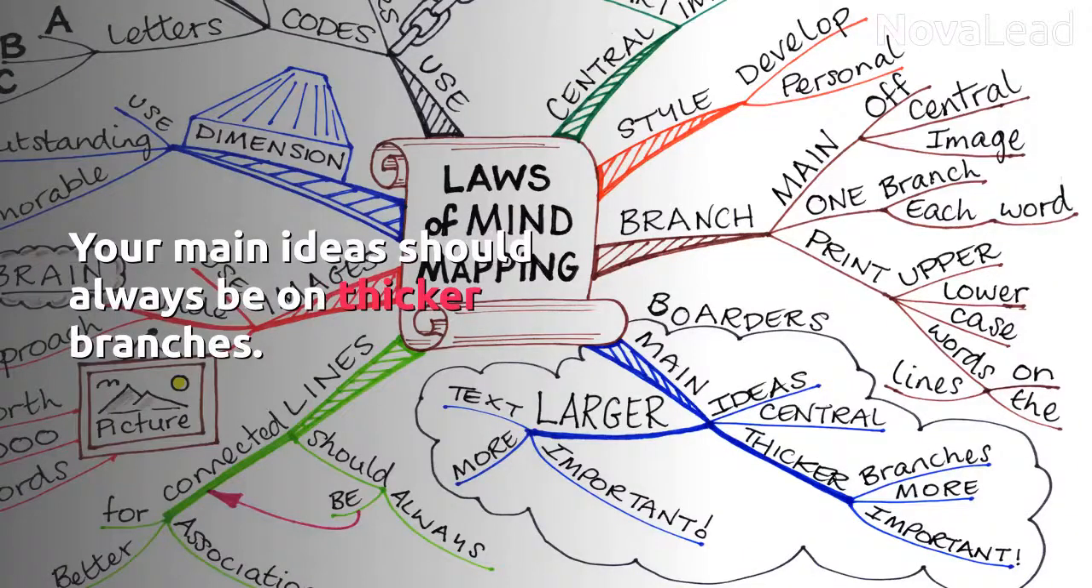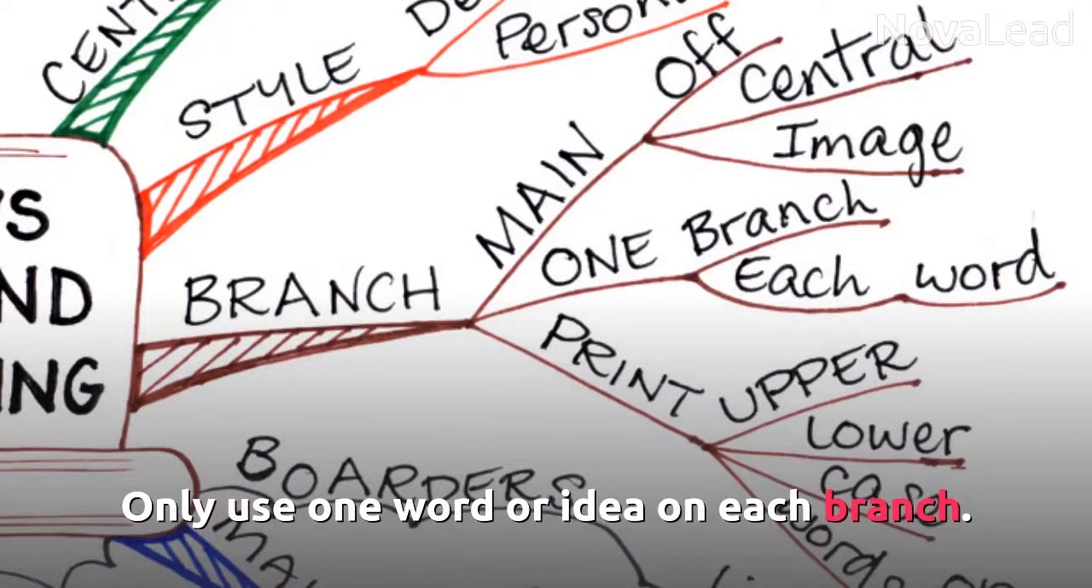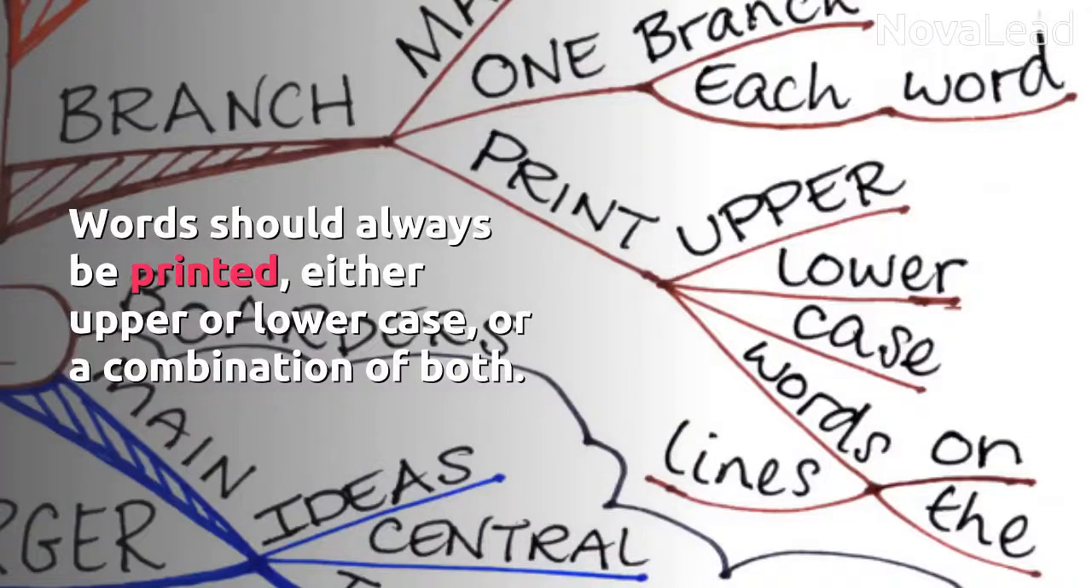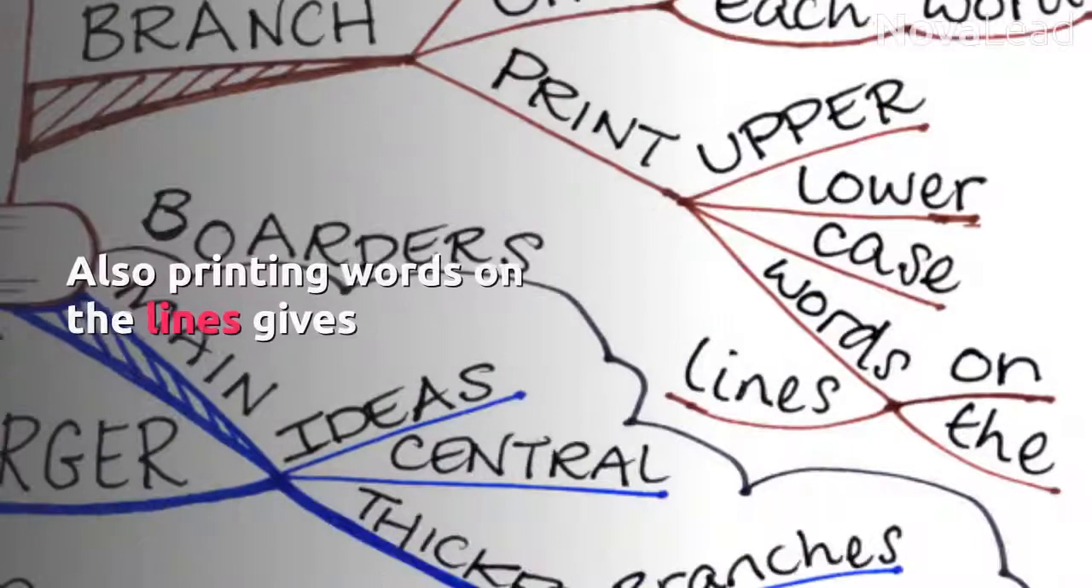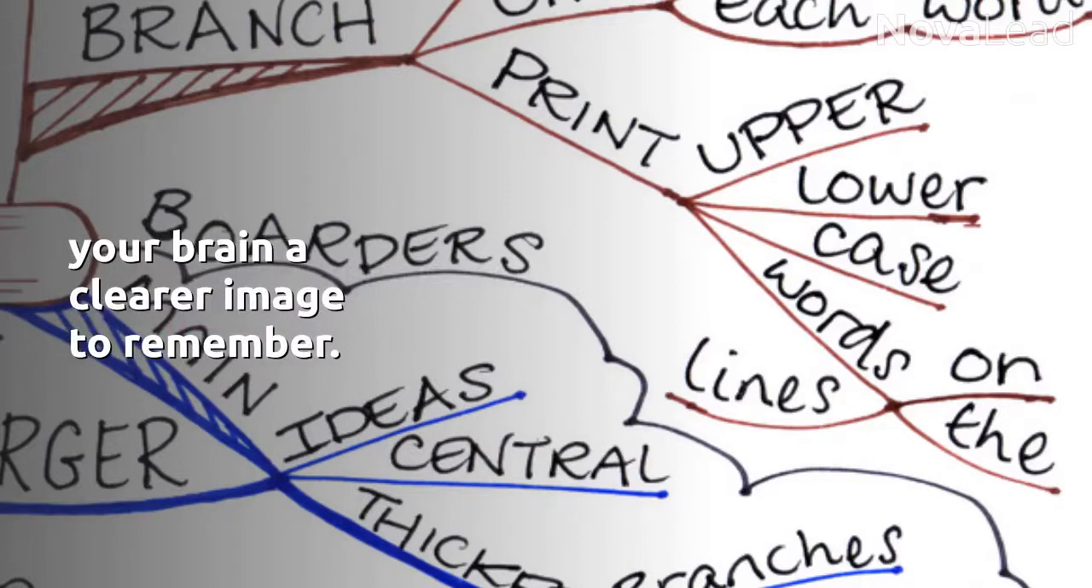Your main ideas should always be on thicker branches. They should also have larger text than your secondary ideas. Only use one word or idea on each branch. Phrases can be broken down into a number of smaller branches, each with a single keyword. Words should always be printed, either in upper or lower case, or a combination of both. Also, printing words on the lines gives your brain a clearer image to remember.